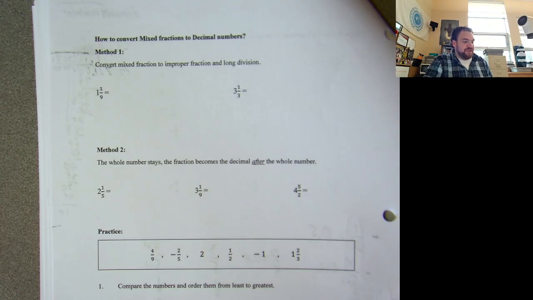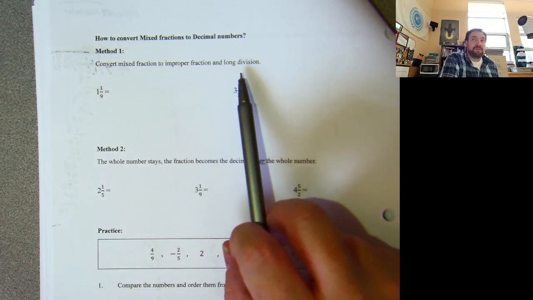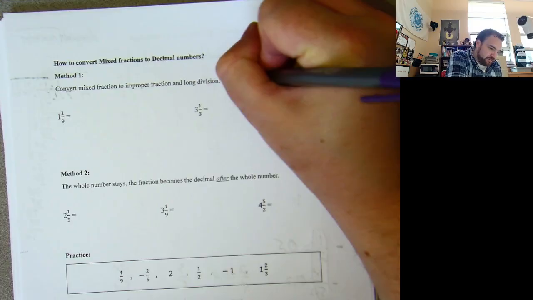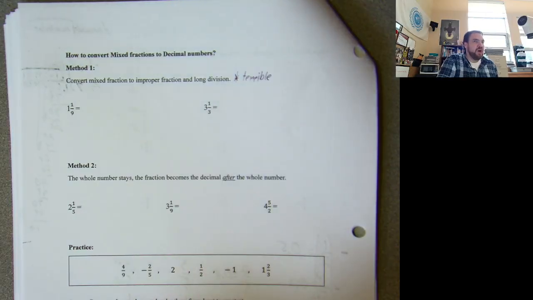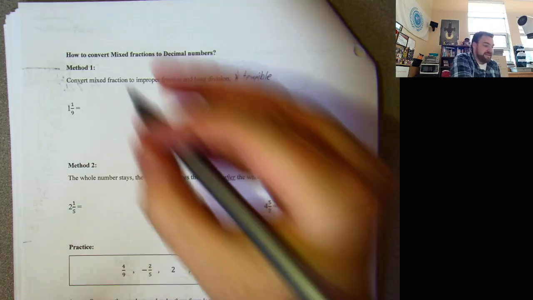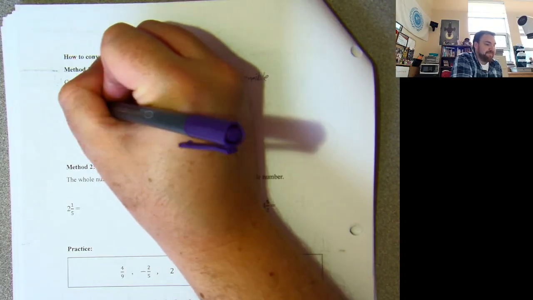We want to convert mixed fractions to improper fractions. Well, one method is to convert mixed fractions to an improper fraction and long divide. Again, this is a terrible option, but it works. One way to convert is to do the division. It's awful, but it's an option. If I were to do that for this first question, 1 and 1/9 would be what? It'd be 10/9. 9 times 1 is 9, plus 1 is 10.